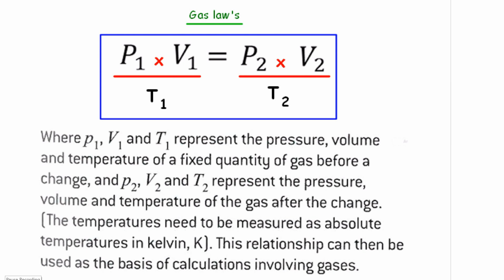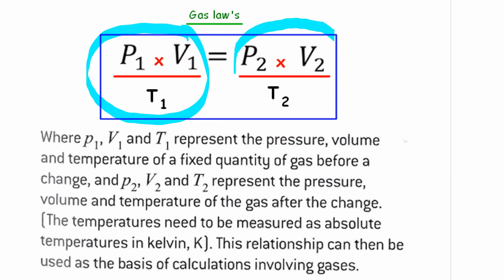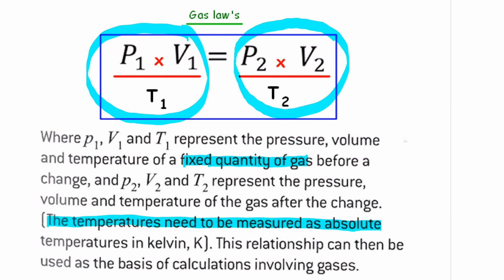Okay? I'm just going to get rid of all of this information, all this colour again. All you need to understand is P1, the pressure, times the volume divided by the temperature at the start of an experiment is going to equal the pressure times the volume divided by the temperature at the end. We're looking at a fixed amount of the gas. Let's do a calculation now. The only thing that you do need to remember is the temperature needs to be measured in Kelvin, K. Let's go through a couple of examples.